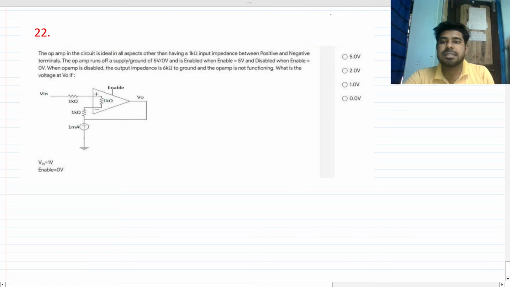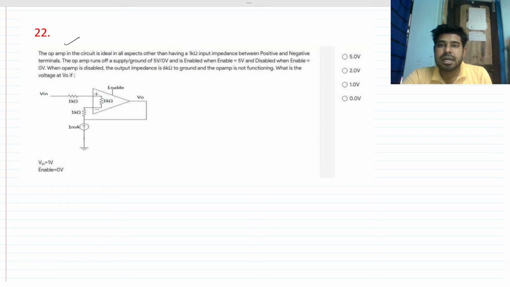So you can see there is an op-amp based circuit, and this op-amp is ideal in all aspects, other than it having an input impedance of kilo ohm. So that input impedance is in kilo ohm. Ideally it should be infinity, but for this case it is 1 kilo ohm, as shown here. And it has two rails, positive and negative terminals.